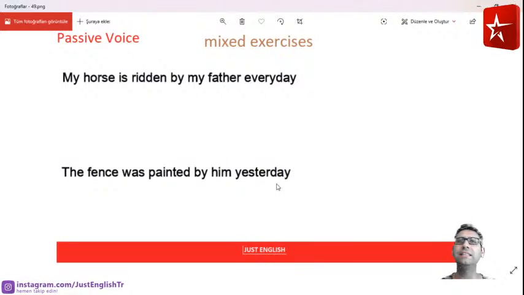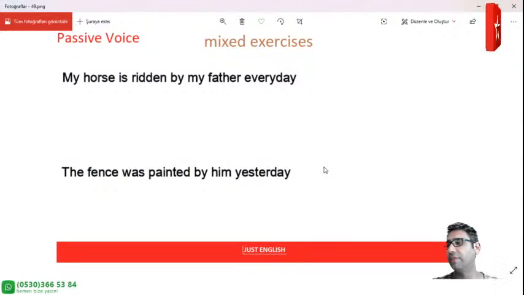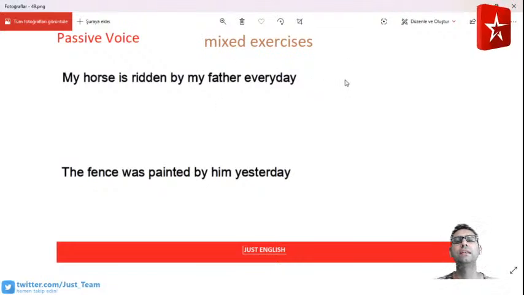Fence, if you don't know, is something you cover your garden with. It's mostly metal, and you're protecting your garden, right? So that's what a fence is. There's actually a movie about it, Fence. Okay. Now let's write the active voice of these two sentences. These are passive. I need you to write the active voice of these versions.